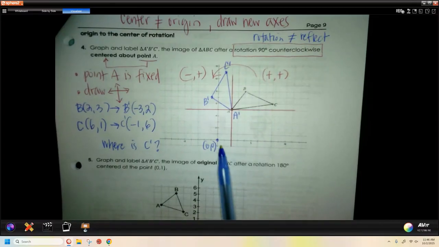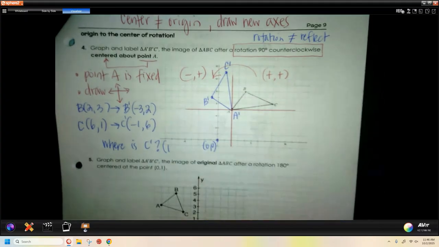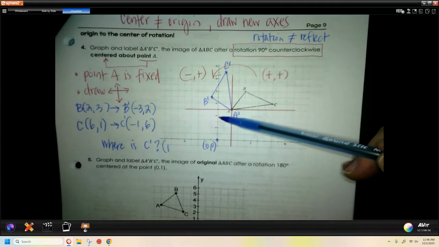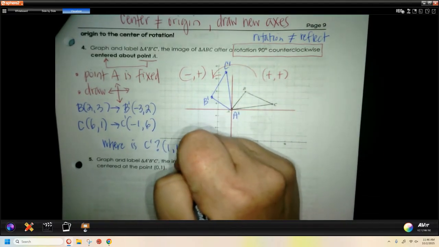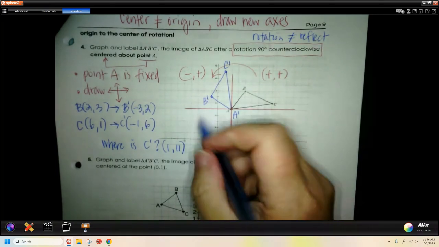Good, okay. So if I want to get to C prime, I'm going over 1. I'm going positive 1, right? And then I have to go up a whole bunch. Now it's labeled every other, 2, 4, 6, 8, 10. You're right, 11. So 1, 11 is our true location.